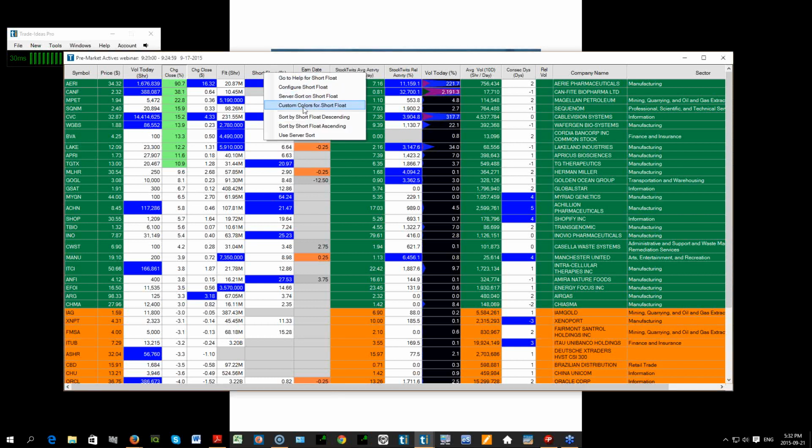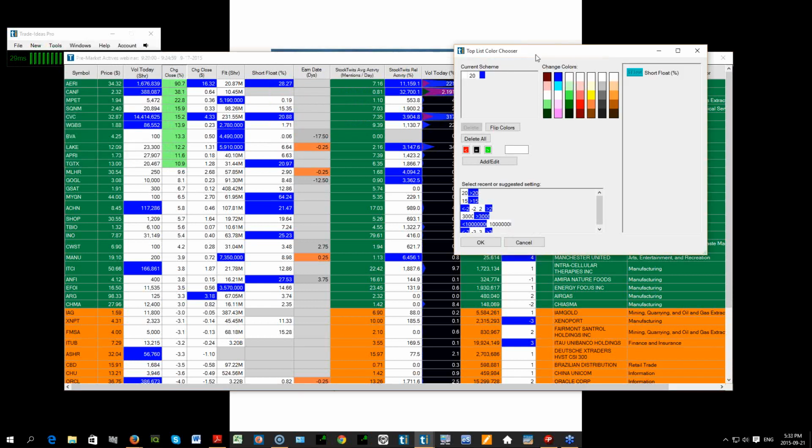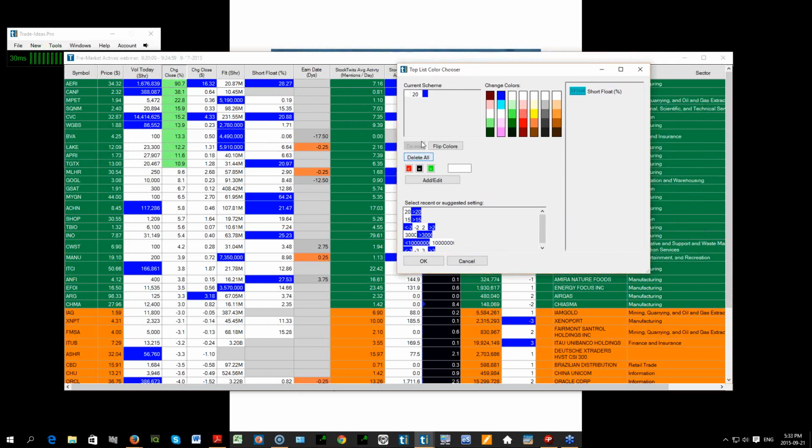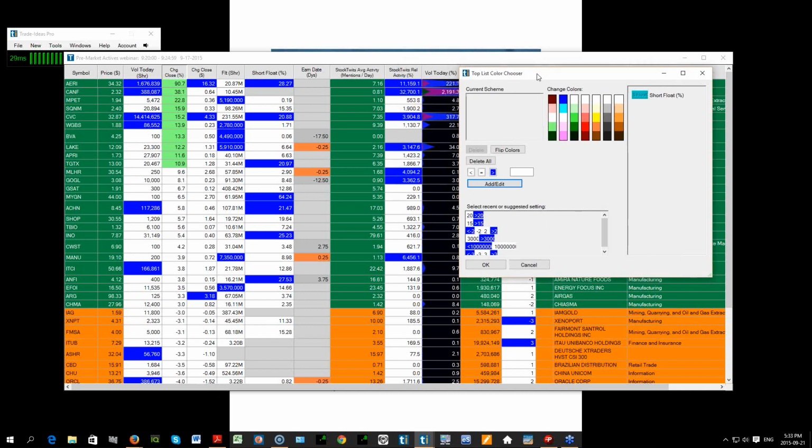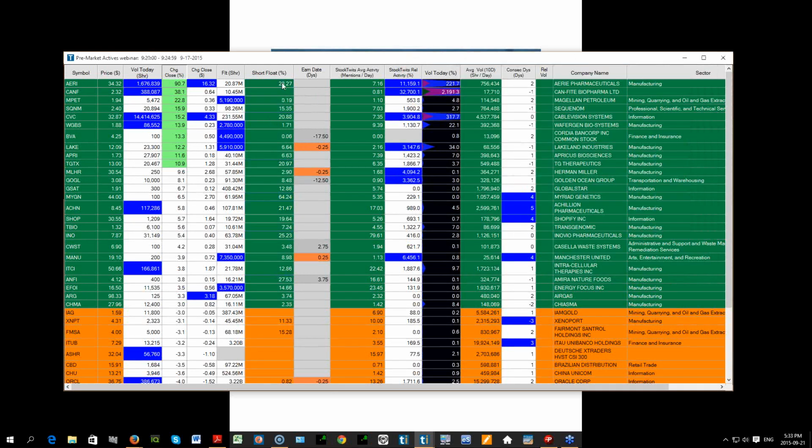So what I do is, in order to start one of these, you just click on the header and right-click on it. You go to Custom Colors for Short Float. And I'm going to delete this. I'm going to highlight it, delete it, and say okay. Watch what's going to happen. These should all disappear. So you see how this disappeared. This is not blue anymore.